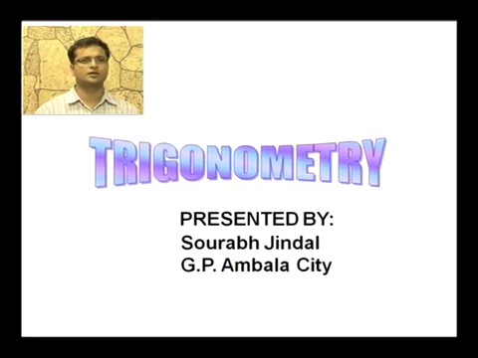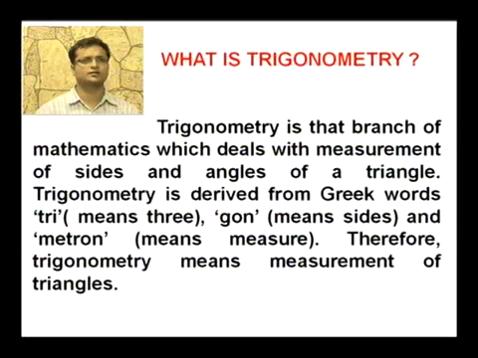Today we study trigonometry. So the first question in our mind is, what is trigonometry? Trigonometry is that branch of mathematics which deals with the measurement of sides and angles of a triangle. Trigonometry is derived from the Greek words tri, meaning three, gon, meaning sides, and metron, meaning measure. Therefore, trigonometry means measurement of triangles.